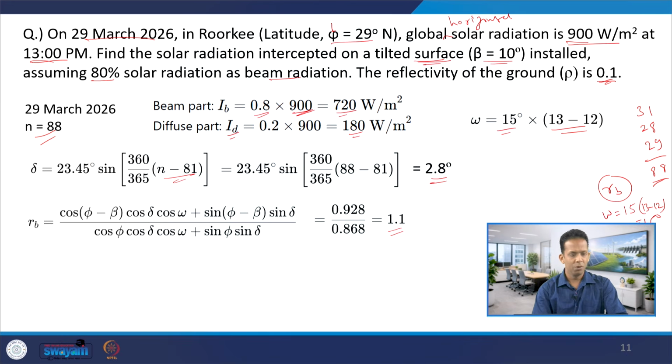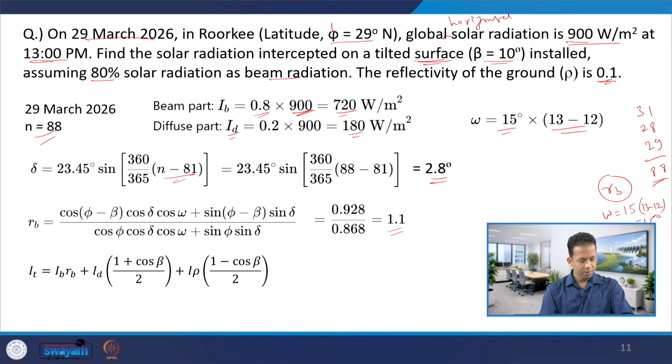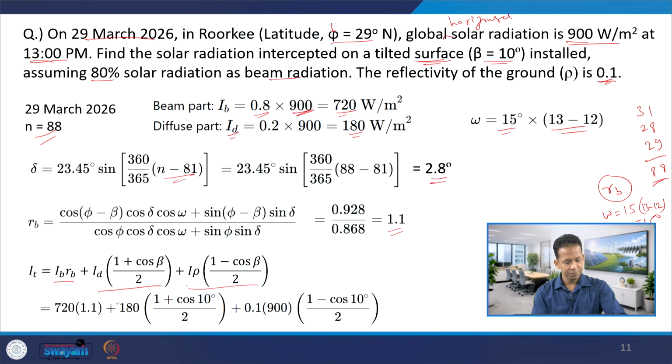Now, what is the formula for total radiation? It is IB RB plus ID RD plus I rho RR. Beta is known to us. If you substitute these values, IB is 720, ID is 180, then I rho. So, total radiation on the horizontal surface is 900, out of which 0.1 would be reflected. That is I rho, and then (1 minus cos beta) by 2.